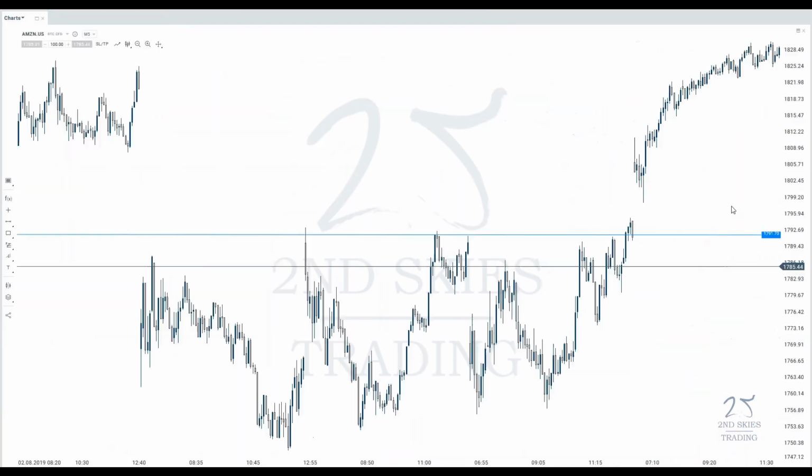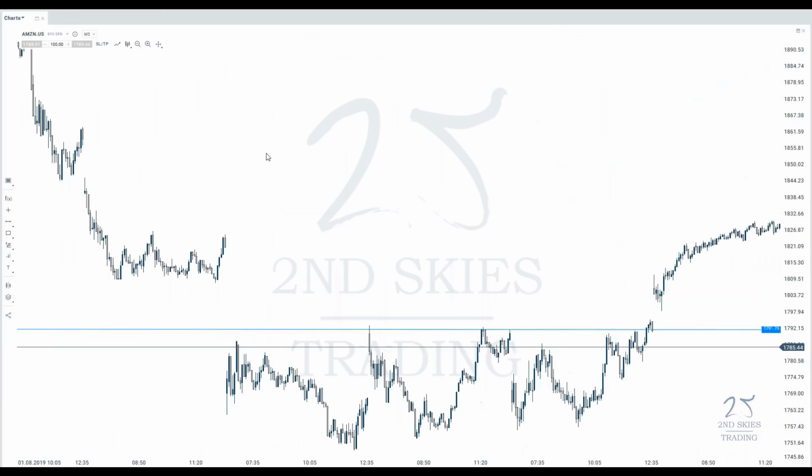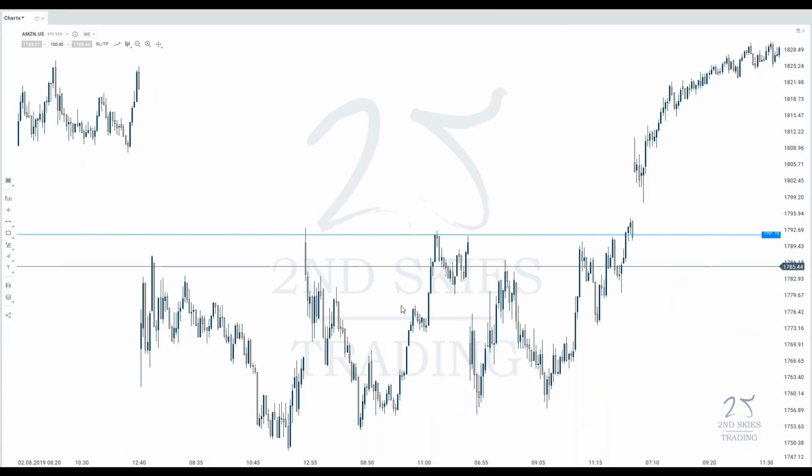And then one more. Amazon 5-minute chart. This one's a little bit different. It's counter trend. The short-term trend leading into this was a bear trend. And then we formed a large corrective structure.